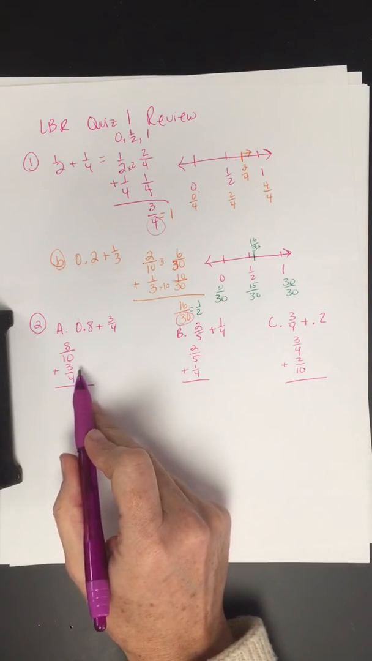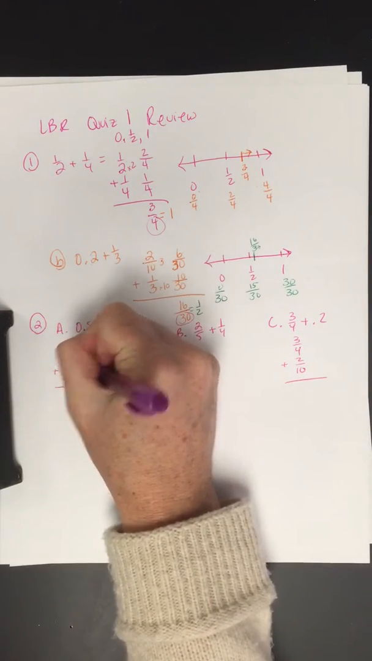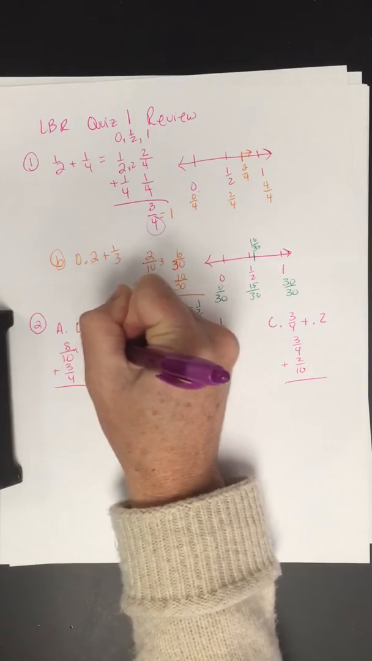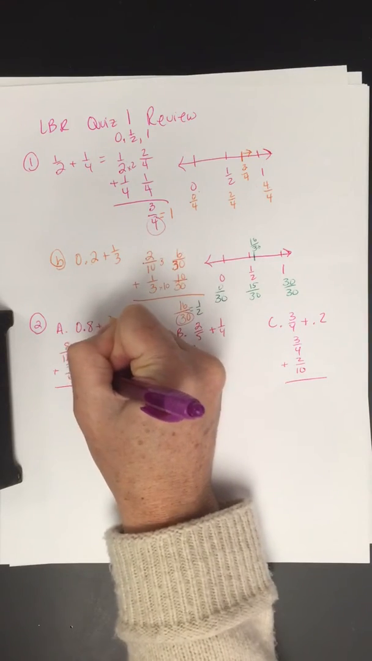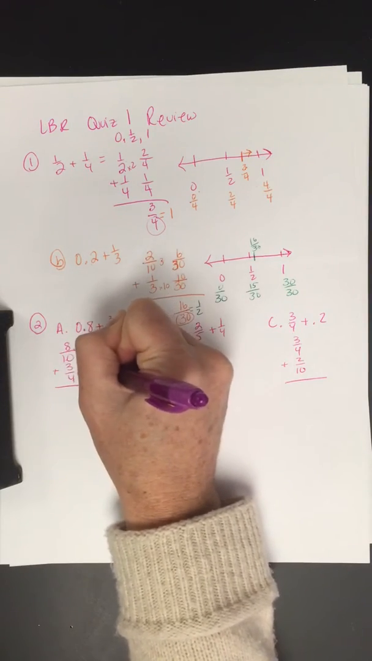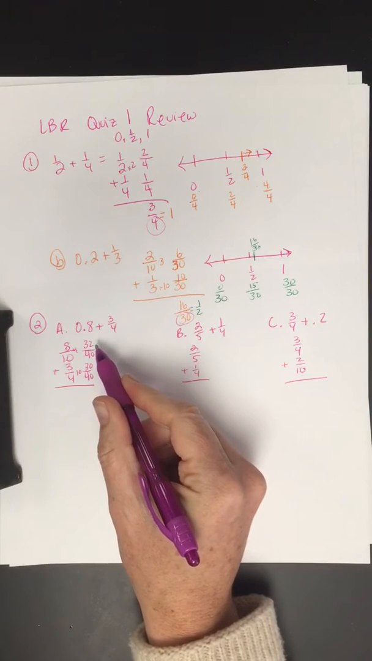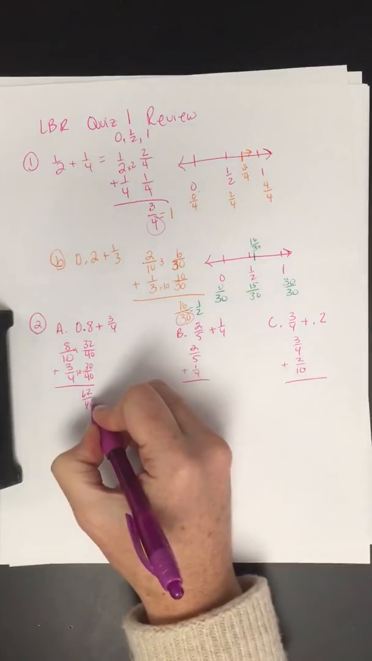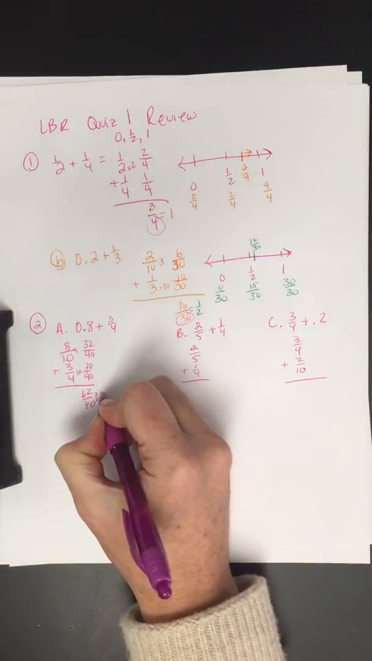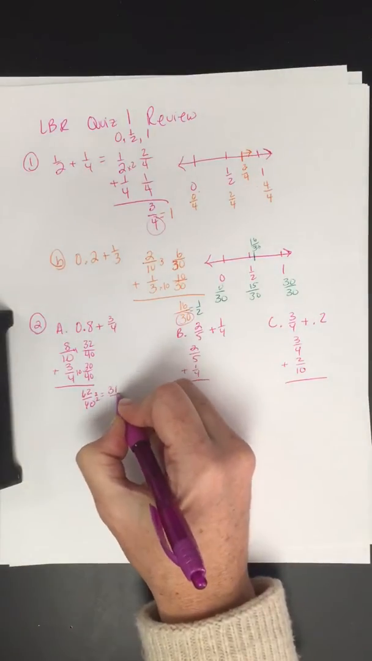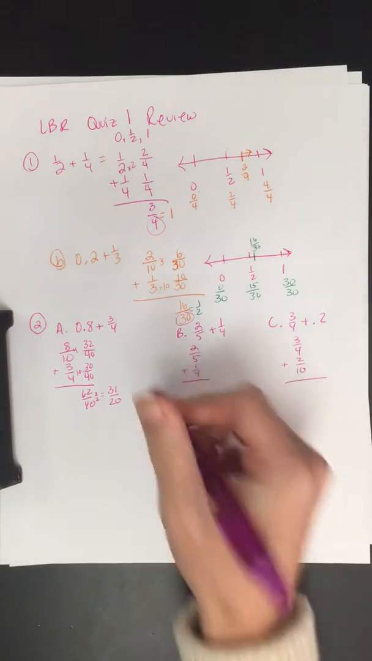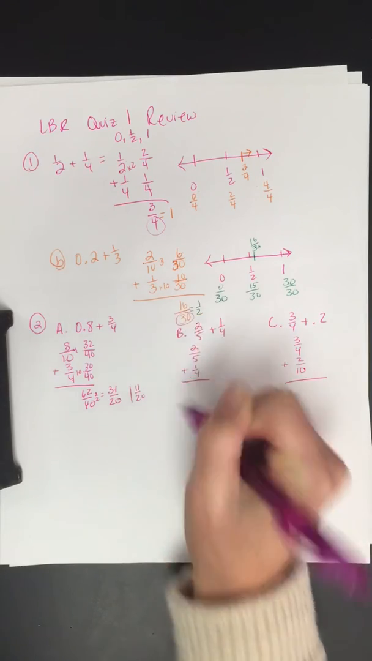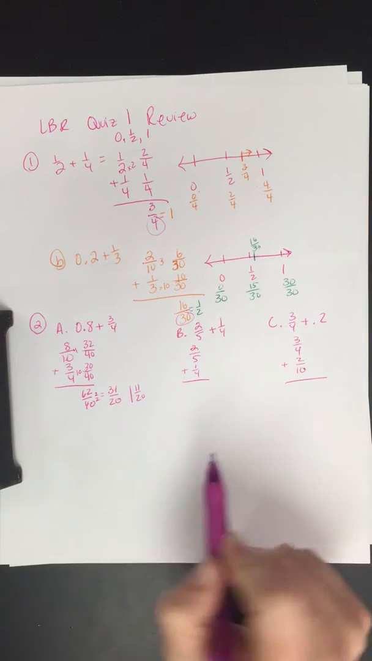All right, so to add these, I need to find a common denominator. I will choose 40. 10 times 4 is 40, so 8 times 4 is 32. 4 times 10 is 40, 3 times 10 is 30. So I end up with 62/40. I could choose the easy route and just reduce by 2, which gives me 31/20. 20 goes into 31 one time, and it has a remainder of 11. So this one is 1 11/20.